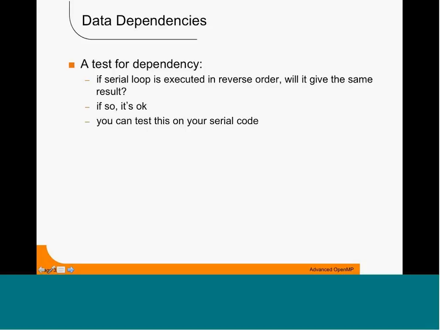So to check for a dependency, if you can execute a serial loop in the reverse order and get the same answer, then it's easy, there is no data dependency in the loop body.